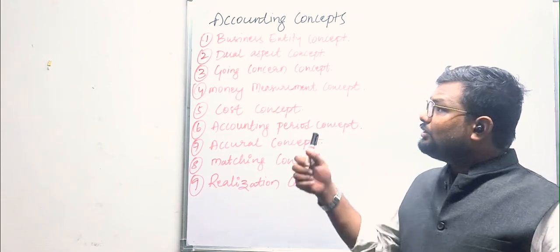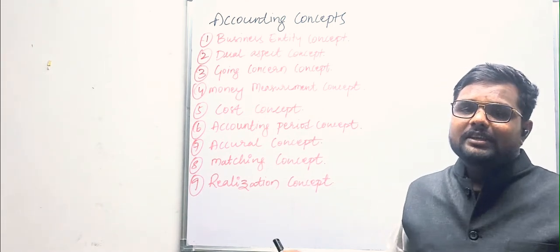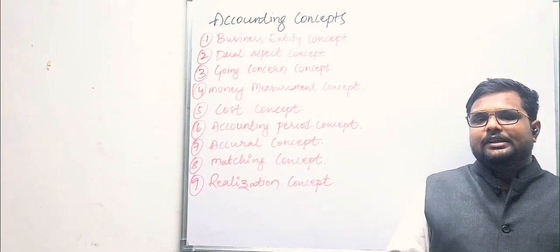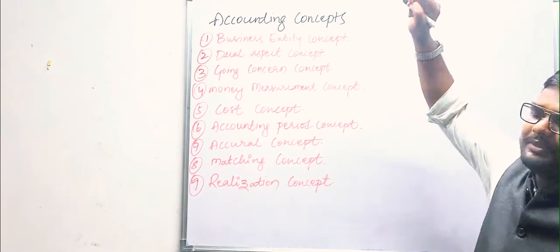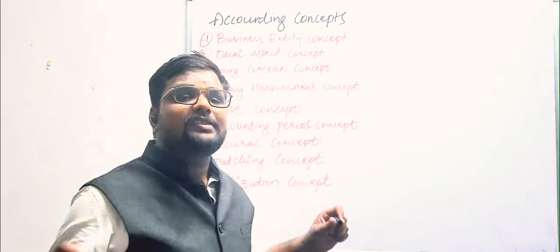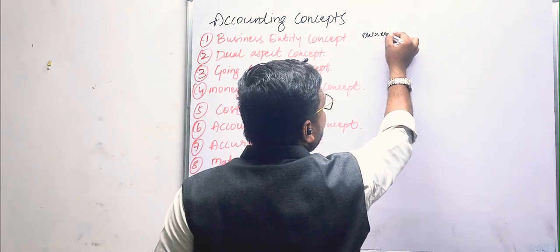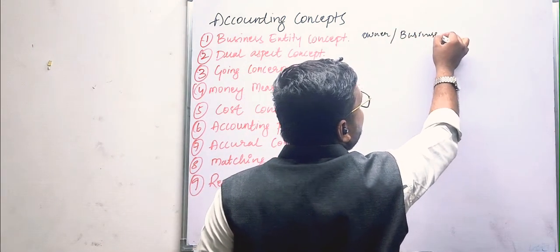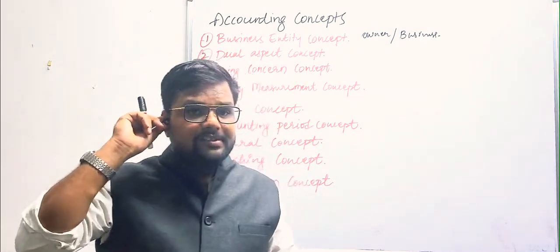Okay, so starting with the accounting concepts. Basically there are 9 concepts which are given in intermediate. The first one is business entity concept. Now business entity concept is telling that owner is different from his business. Owner is different from his business.